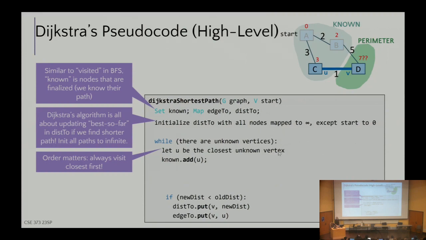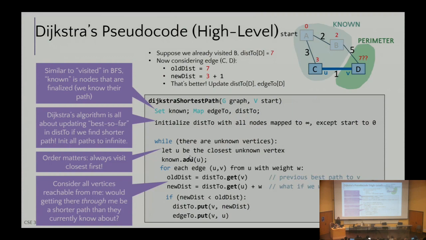grab the closest unknown vertex, add it to known, then look at all of that vertex's neighbors, get the distances that are currently associated with those neighbors, and compare. Are they currently stored under a larger distance? If so, then update their known distance by my dist2 plus the weight of the edge that connects us.